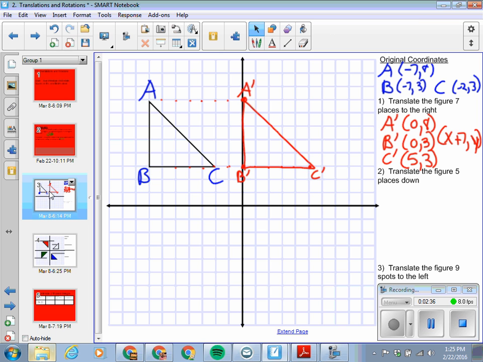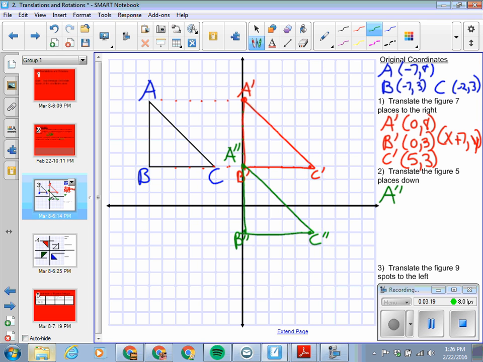Now, our new figure, we're going to take this one and translate it 5 places down. So we'll take our A prime coordinate, 1, 2, 3, 4, 5, right there. And then our B prime coordinate, 1, 2, 3, 4, 5, right there. And our C prime, 1, 2, 3, 4, 5, right there. So we're continuing on with moving the figure. Now it's our second movement, so we're going to call this A double prime, B double prime, and C double prime. So multiple transformations with the same shape.